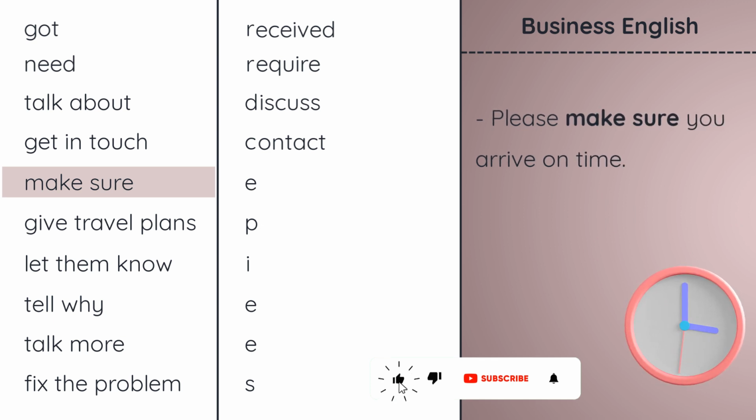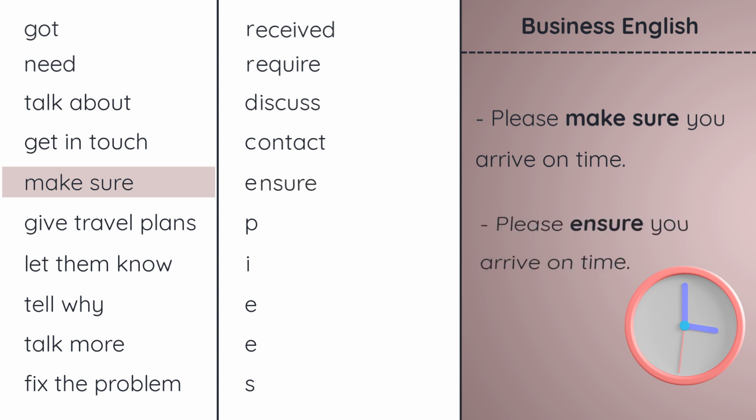Please make sure you arrive on time. Which business word could you use instead of make sure? Please ensure you arrive on time.